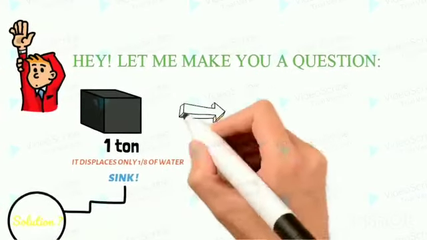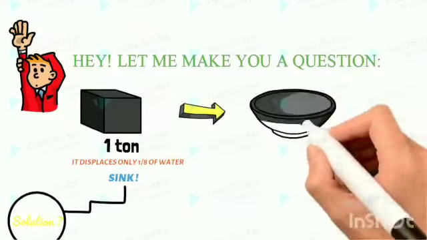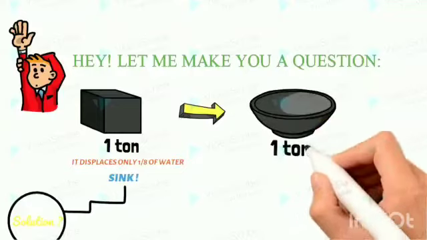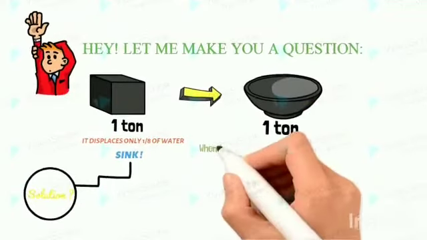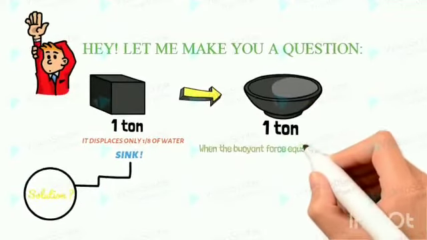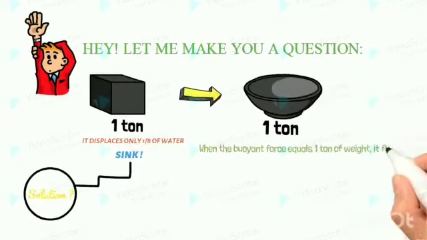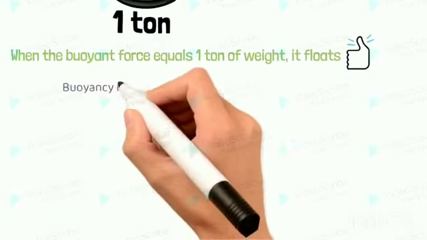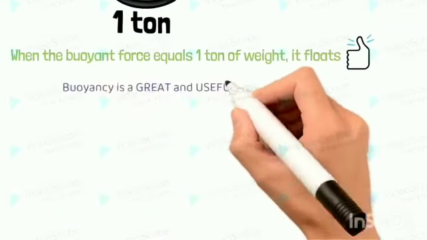We have to model this in order to gain more space and volume, just like a bowl. But yes, it will still have the same 1 ton of weight. So the more this bowl-shaped block sinks, the more water it displaces and can float. Ultimately, when the buoyant force equals the 1 ton of weight, it won't sink anymore.